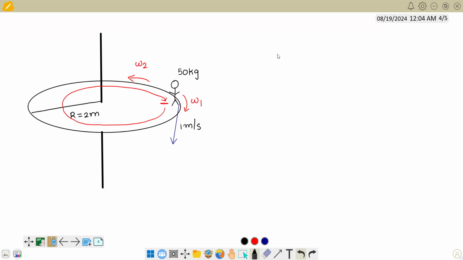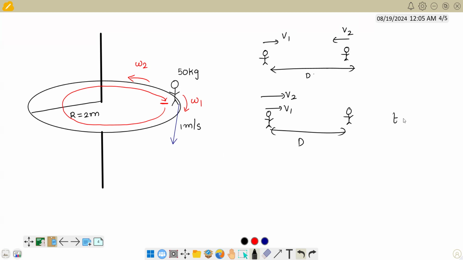When two bodies are moving towards each other with different speeds v1 and v2, and d is the distance between them, and somebody asks for the time taken, we use the concept of relative velocity. We mathematically stop one of the bodies and transfer its velocity to the other body. So the velocity becomes v1 plus v2 over distance d, and time equals distance divided by v1 plus v2.